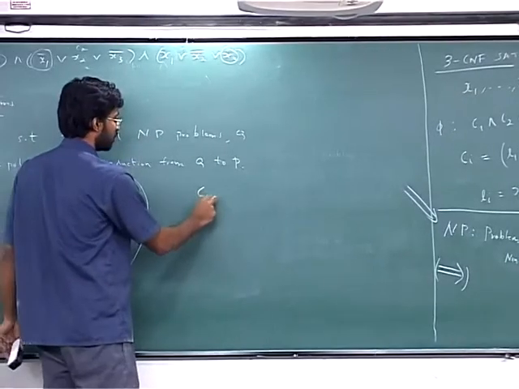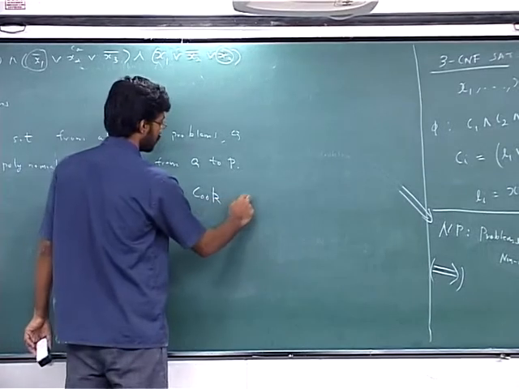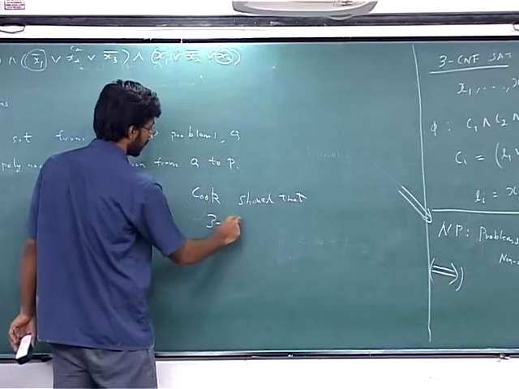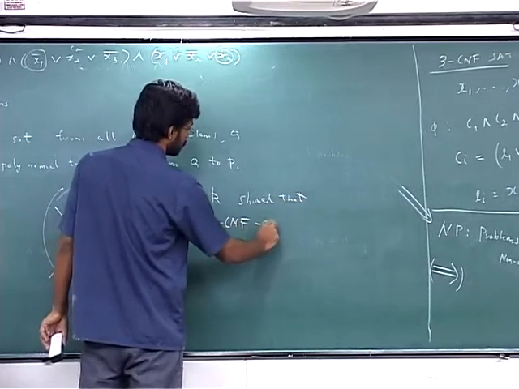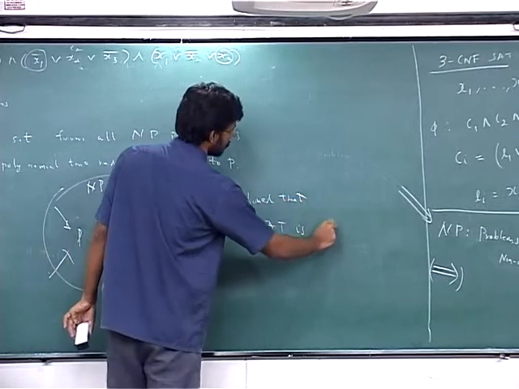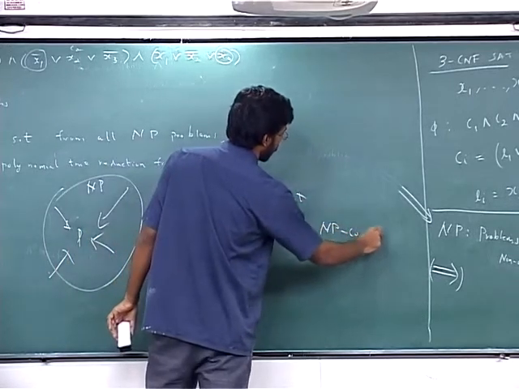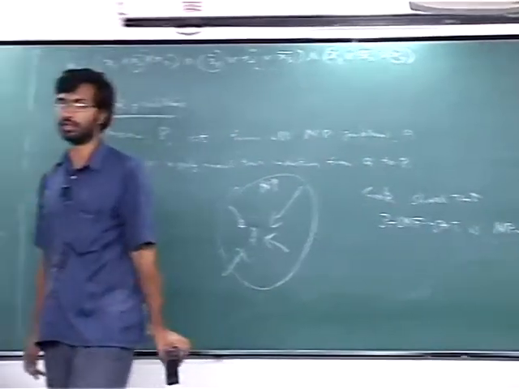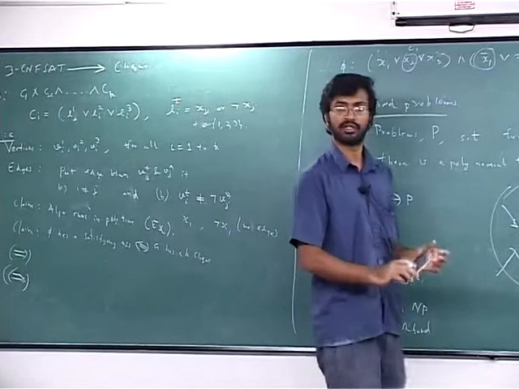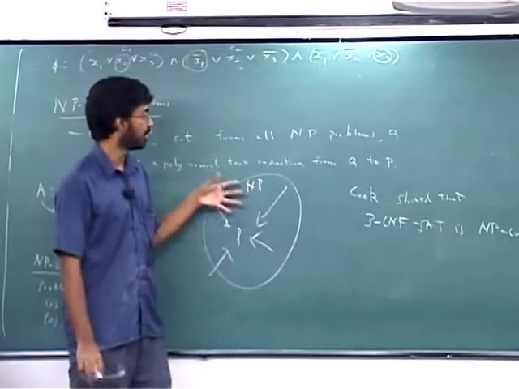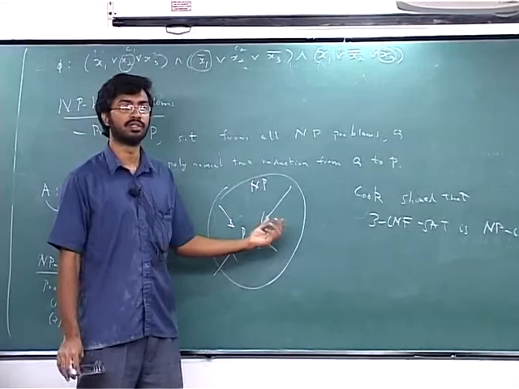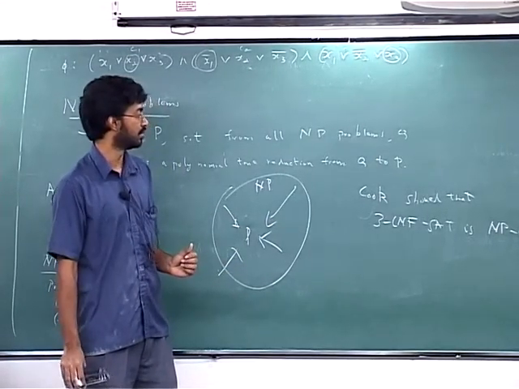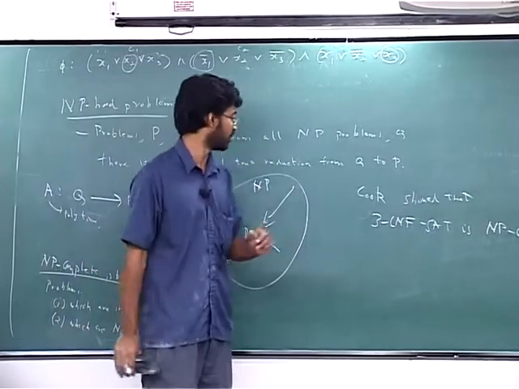Cook showed that 3CNF SAT is NP-complete. What it means is that he showed, in a non-trivial theorem, that from all NP problems there is a polynomial time reduction to 3CNF SAT. We won't look at the proof here.